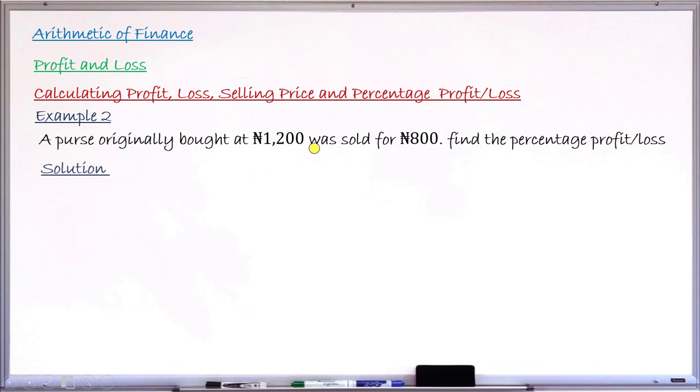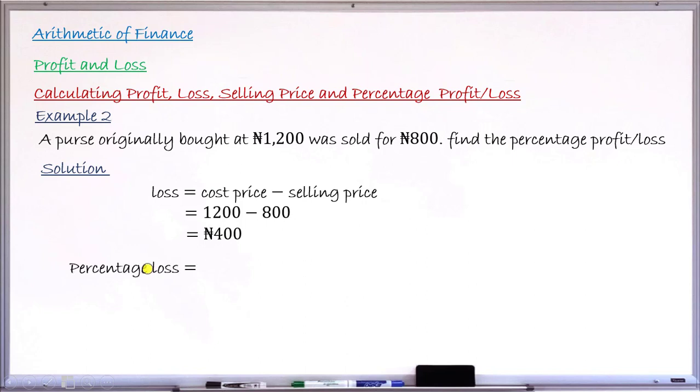So what we now do, we compare the two amounts to know whether it is a profit or loss. It is a loss because the amount we sold it, 800, is smaller than the amount that the trader purchased the item, 1,200. So let's get the amount of loss, which will now be the cost price, the one high, minus the selling price, the one low, that is 800. So substituting there, you now have 1,200 minus 800. Subtracting 800 from 1,200 gives you 400 naira. This is the amount of money this trader will now lose after selling this purse.